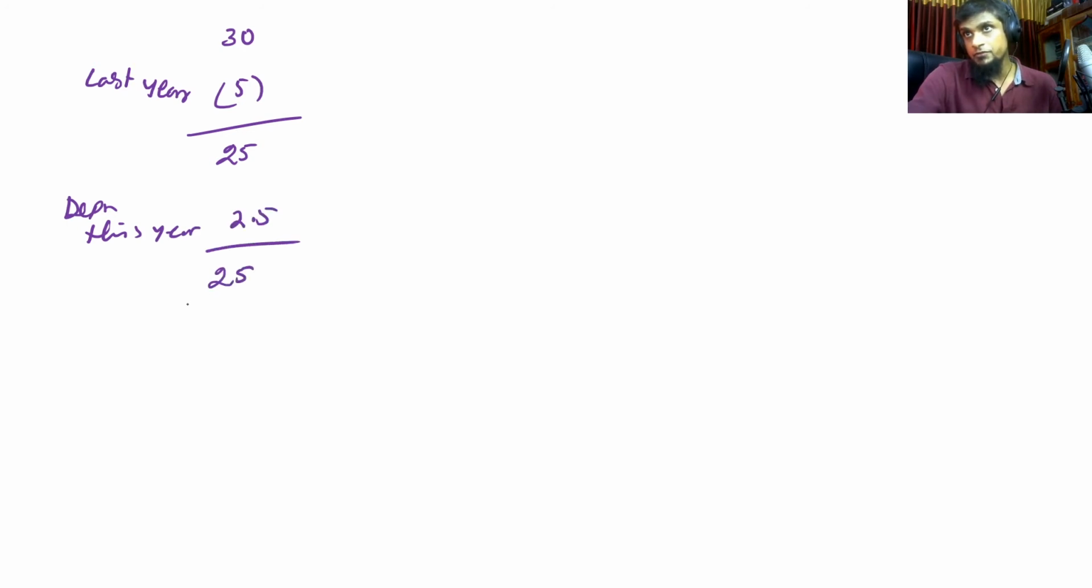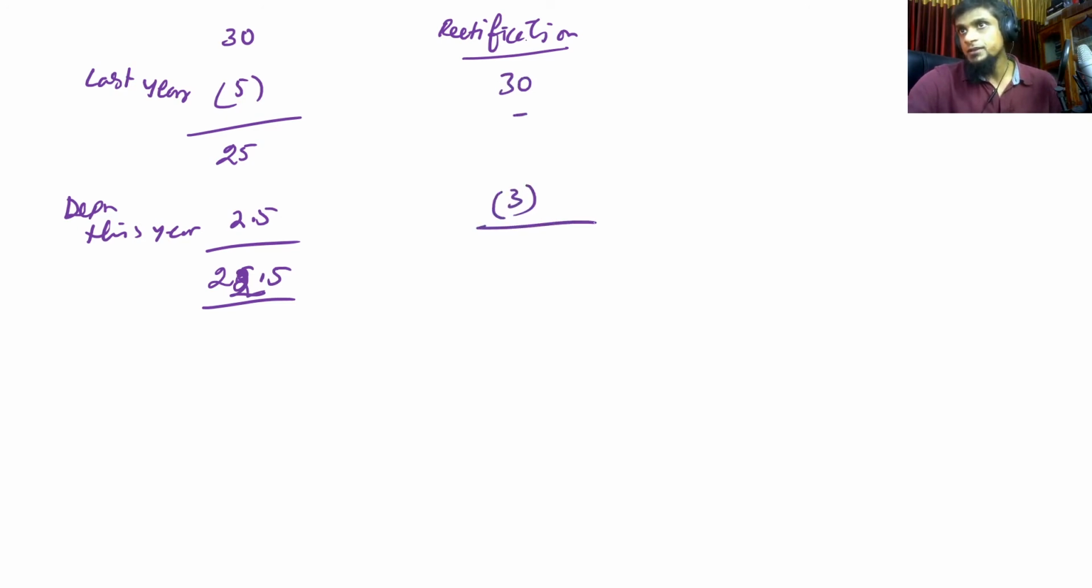Again, this is last year. 5 is deducted from 30. Then 25. Depreciation this year 2.5, carrying value, we got 25. No, sorry, 22.5. Let's read it, 22.5. And rectification, ignoring impairment: 30, there comes 0, and there comes 3, 27.